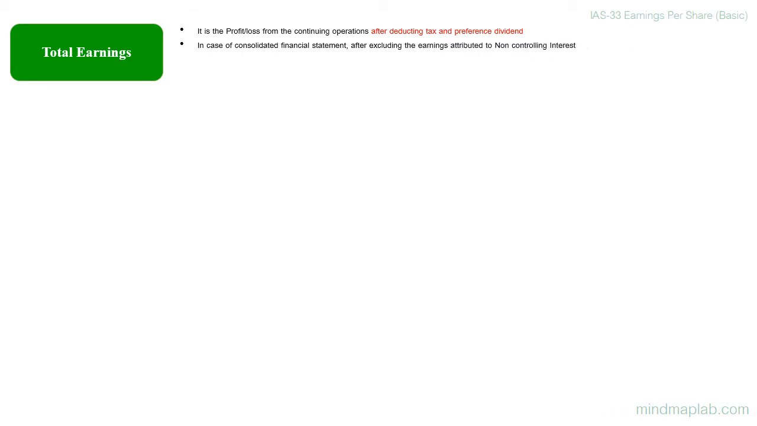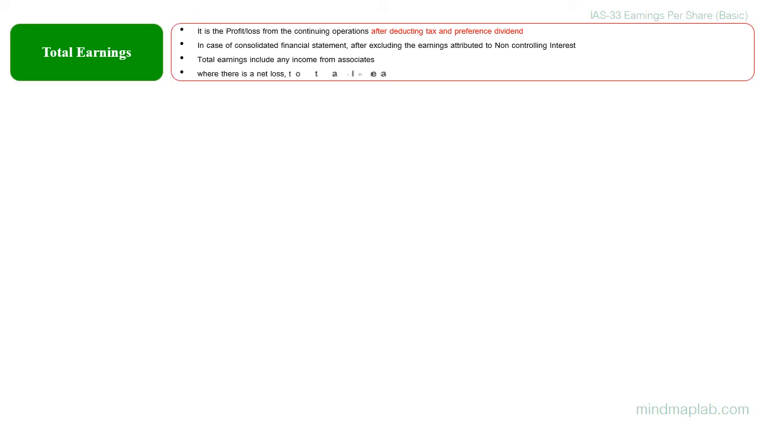Total earnings. It is the profit or loss from the continuing operations after deducting tax and preference dividend. In case of consolidated financial statements, after excluding the earnings attributed to non-controlling interest. Total earnings include any income from associates. Where there is a net loss, total earnings and EPS are negative.